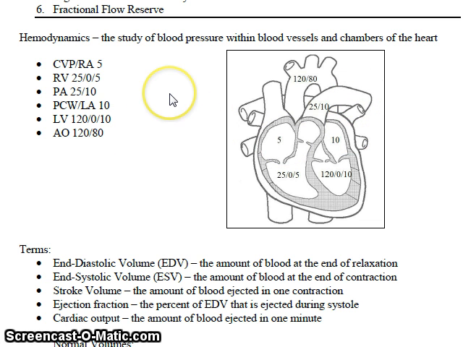I'll explain that in greater detail later, but for now, the main thing is to have these pressures memorized. So left atrium is a mean or average of 10. Then you've got the left ventricle. 120 would be your systolic, 0 diastolic, and 10 being your EDP, your end diastolic pressure. From there, you've got the aorta, which is an artery, and its average is 120/80. So again, it's very important to, first of all, know the blood flow through the heart. I can't say that enough, and it's also important to memorize these average pressures.